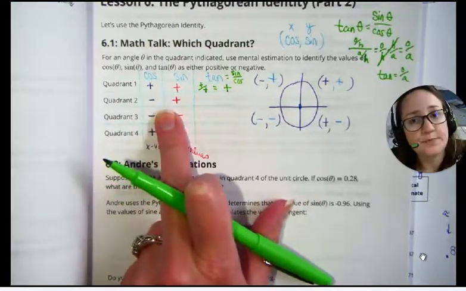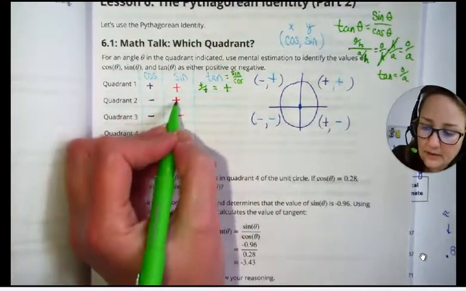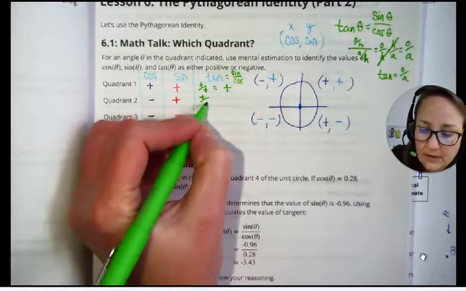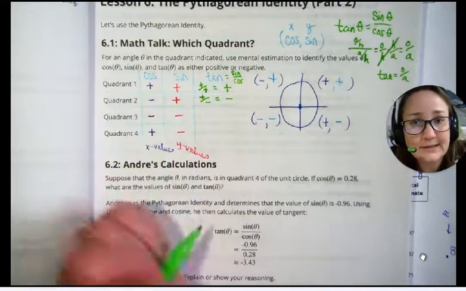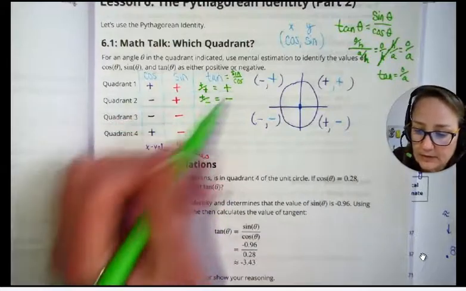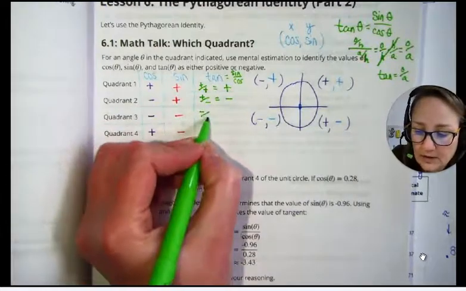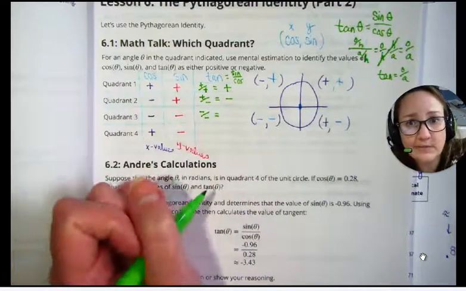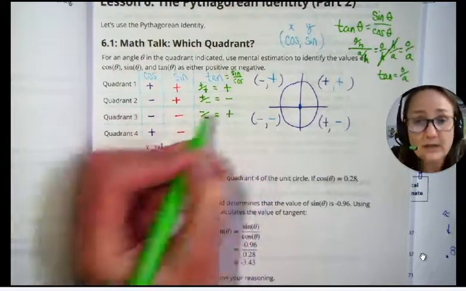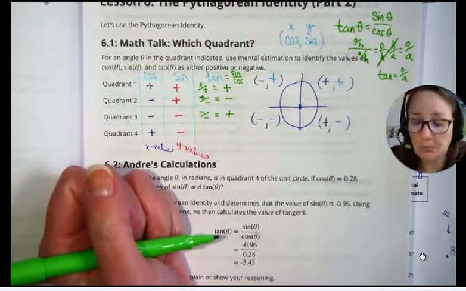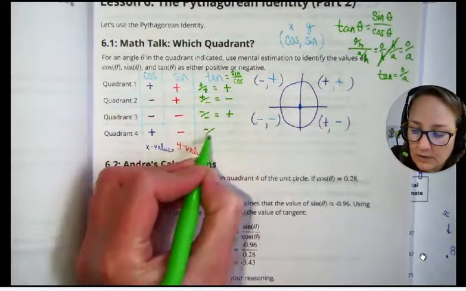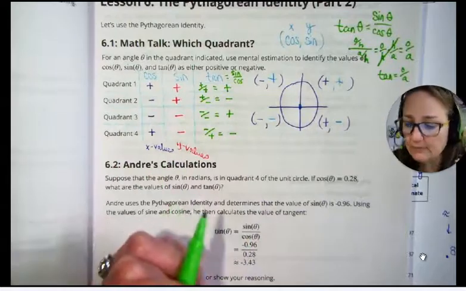In quadrant 2, I have sine, a positive, divided by cosine, in this case a negative. And a positive divided by a negative is a negative number. Quadrant 3, sine and cosine are both negative, so I have negative divided by a negative. And just like negative times a negative is a positive, negative divided by a negative is a positive number. And last but not least, in quadrant 4, I have sine, which is negative, divided by cosine, which is positive. This will be a negative.